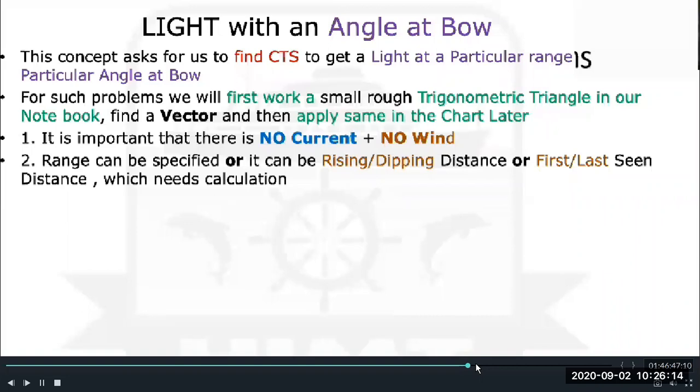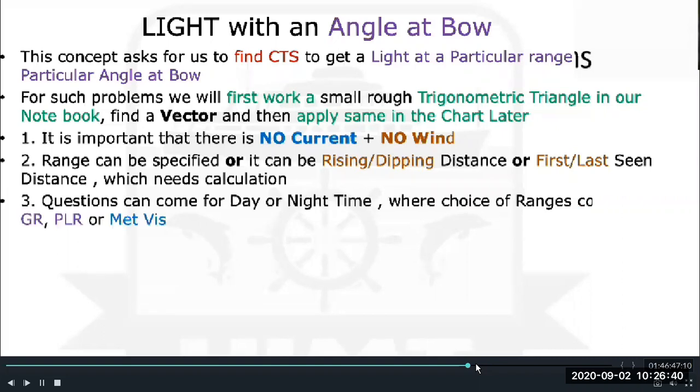He can give you the particular distance, or he can tell you, please find the course to steer to raise that lighthouse 30 degrees on the starboard bow. That will be the kind of question. So the moment I say rise, I know what you mean by rising because we already saw the definition and all those things, so he will not explain anything else. You have to find that distance. Let us see how to go about it a little bit later. Again, because of the range, day or night time, the choice of range is only GR, PLR and Met visibility.